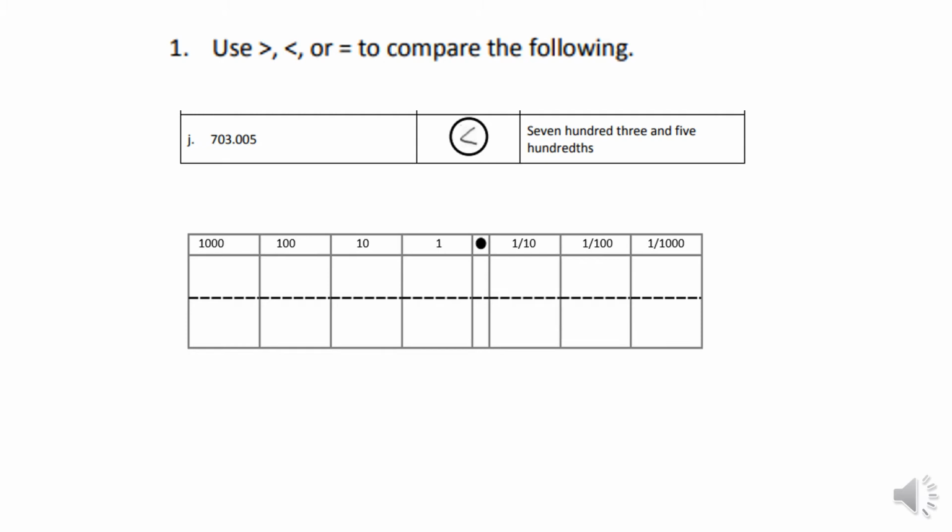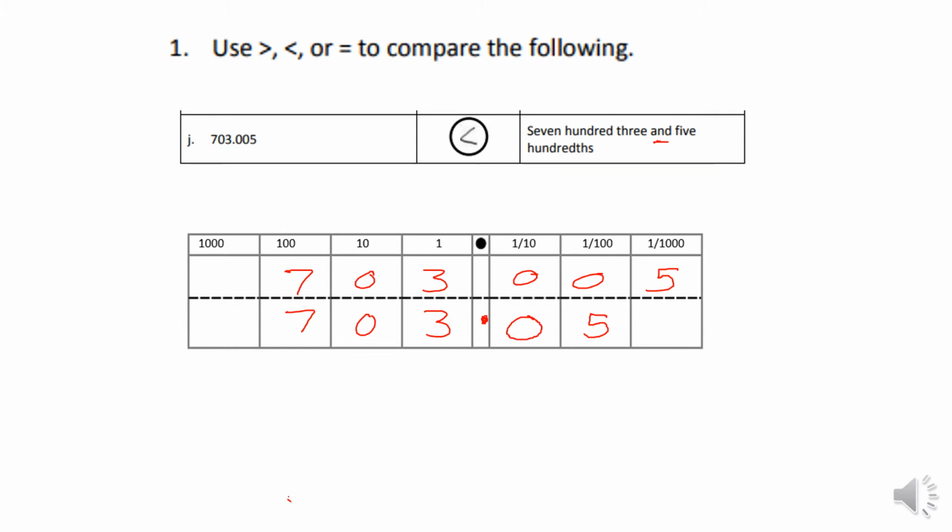On to J. J shows 703 and 5 thousandths. So we're going to go ahead and place that in our place value chart. And these are simple questions, but most students miss them because they don't like using place value charts. And the word form is 703, and so there's our decimal, 5 hundredths. So I'm looking for the hundredths place, and I'll put 5 hundredths in there. Now I have to put a placeholder in here.